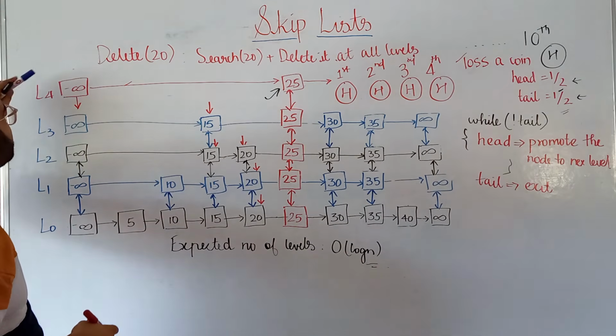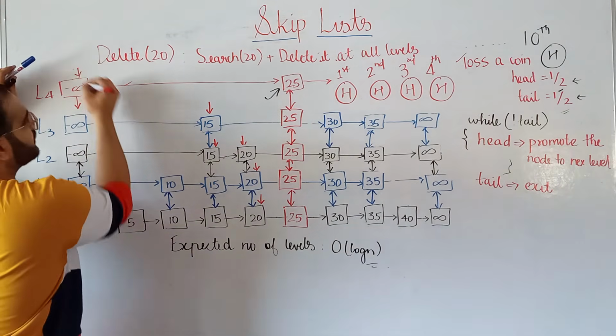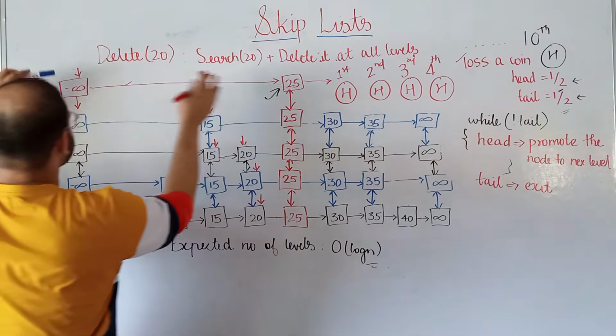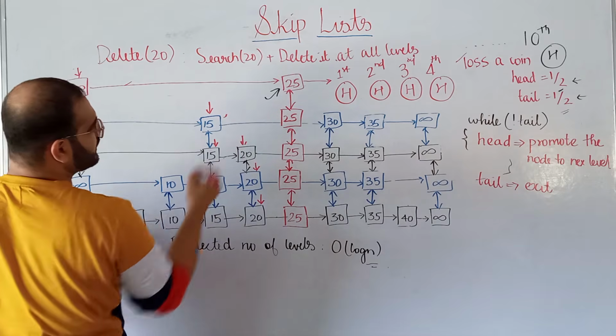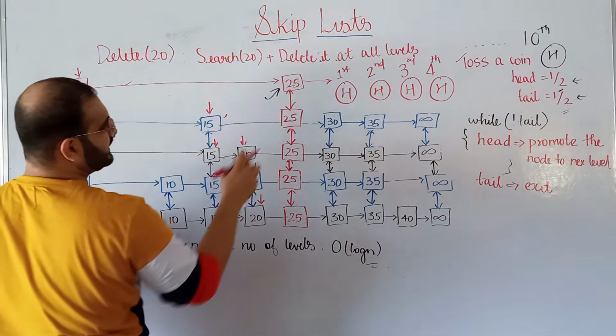So first of all, let me search for 20. I start from here. Is 25 greater than 20? Yes. So I come down. Is 15 greater than 20? No. So I'm at 15. Is 25 greater than 20? No.